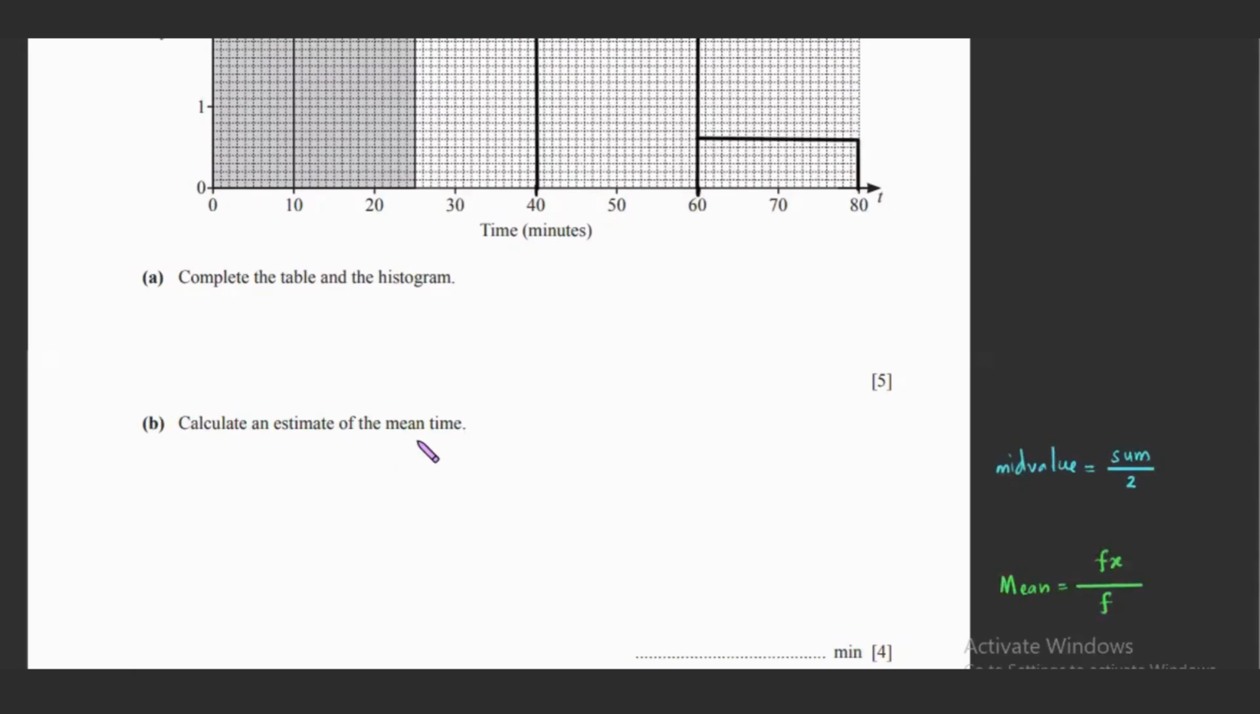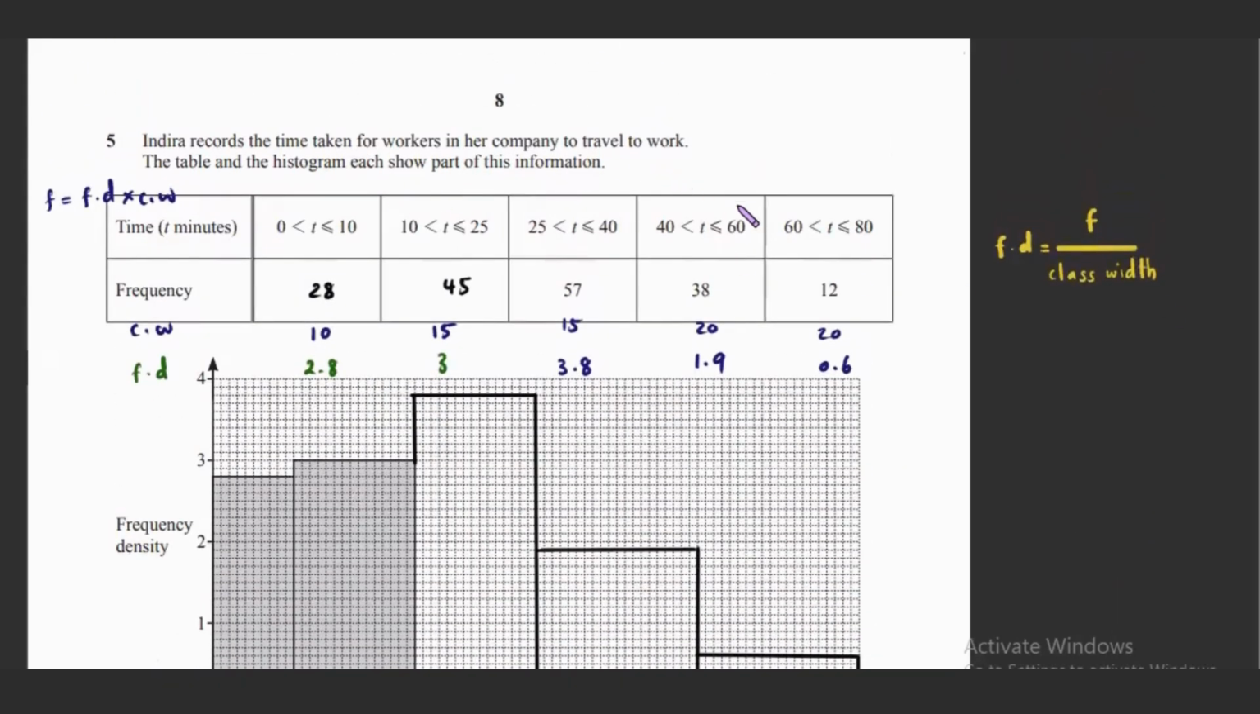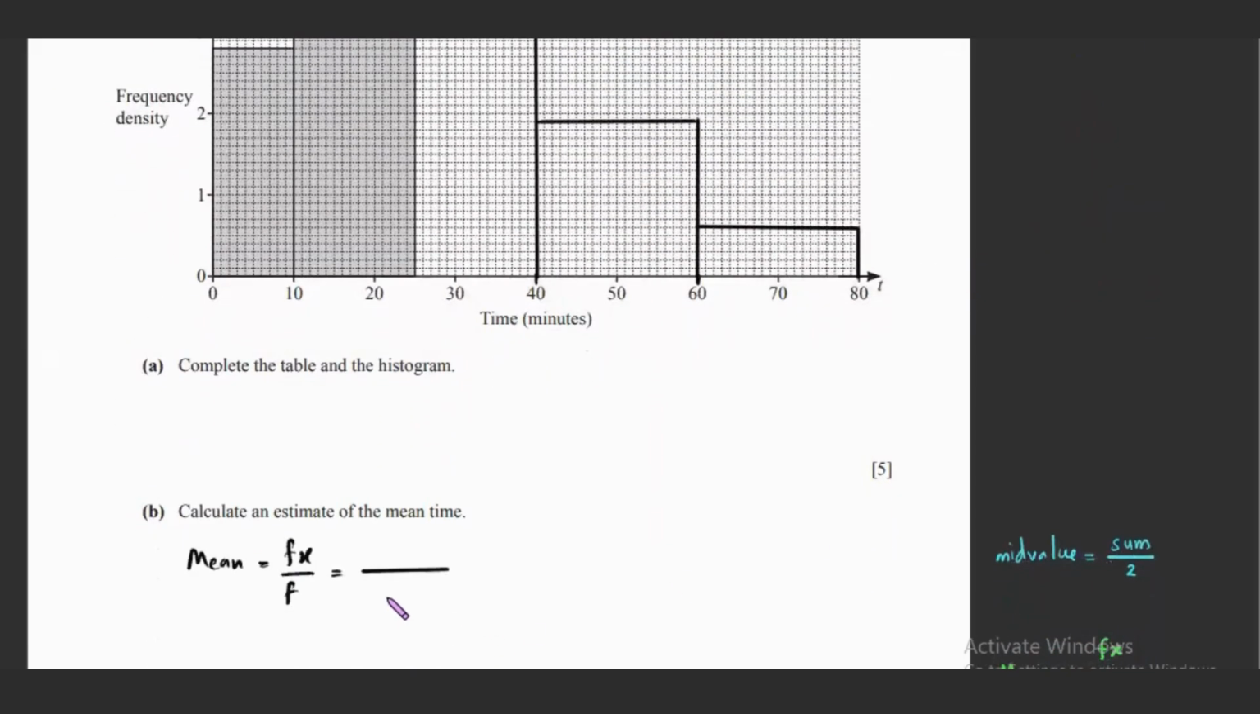Calculate an estimate of the mean time. Now, to calculate the mean, we're going to make use of the formula fx over f. We know the frequencies. We can find the total of the frequencies. The total of the frequency, we can calculate it, or sometimes it's usually given in the question. But in this case, the total of the frequency will be the addition of these numbers given here. So when we add this 28, 45, 57, 38, and 12, we get a total of 180. So that should go in the denominator.